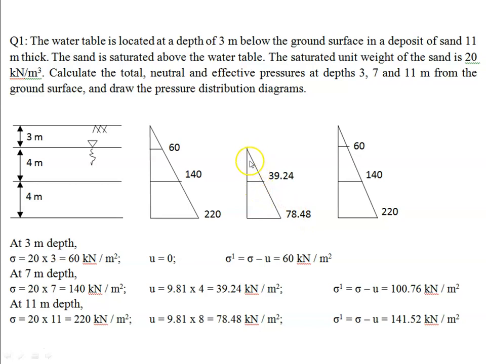So that we can prepare the pore water pressure distribution diagram. Then effective stress at different depths, we have to plot the values. So it is 60, 100.76 and then 141.52. So we have to plot the values. We have to write the values. Here these values are not correct. This is 60, this is correct. Here it is 100.76 and here it is 141.52.